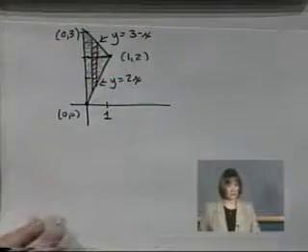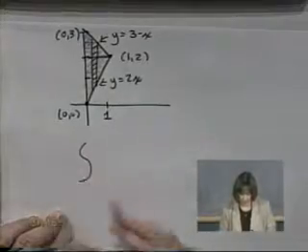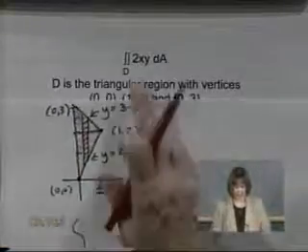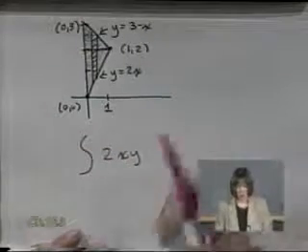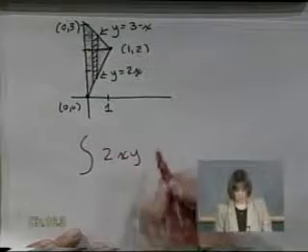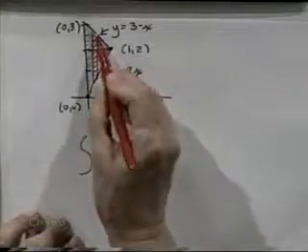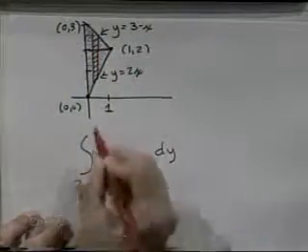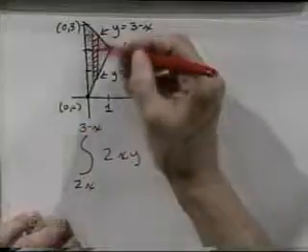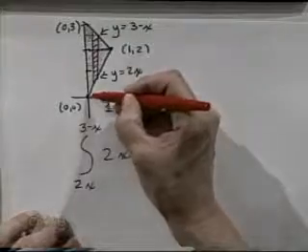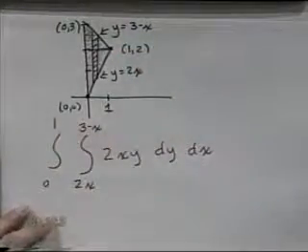If I draw my strips this way, what is y ranging from? First of all, I forget the function I'm integrating. It was 2xy. So what are we going to integrate with respect to first? dy. What is y ranging from? y equals 2x to y equals 3 minus x. And then if I sum up all those strips, x's are ranging from 0 to x equals 1. Okay?